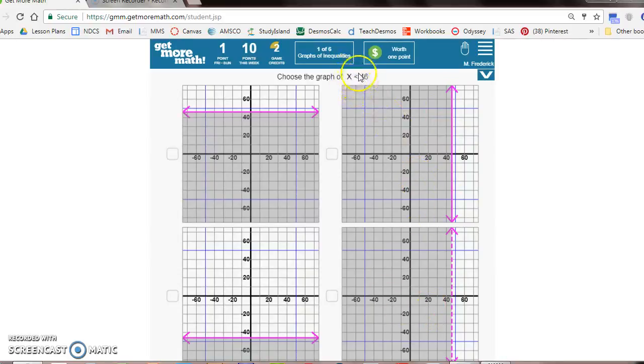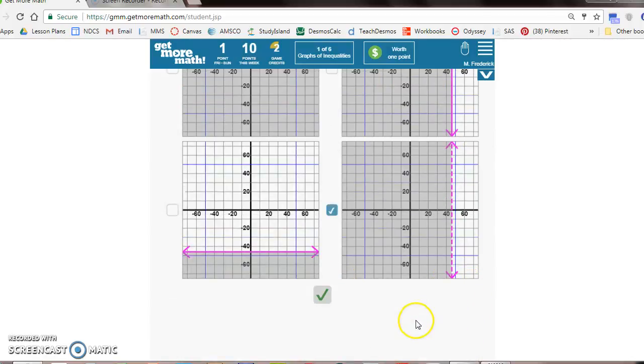So now we're down to our symbol. Notice that our symbol is strictly less than. This is going to correspond to a dashed or dotted line, not a solid line. So our correct choice here is the graph in the bottom right.